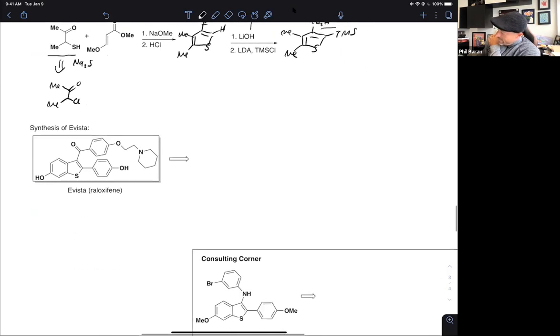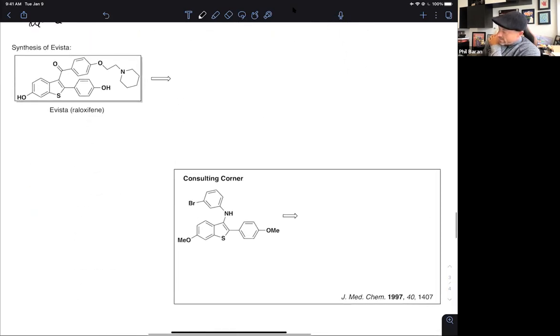Now in the final 15 minutes of the class, we need to talk about probably, and there's probably a lot of people online that maybe disagree with me, but I would say it's probably the most useful type of thiophene in drug discovery, and that is the Benzothiophenes. A lot of very interesting medicines are based on Benzothiophenes. One of them is shown here called Evista.